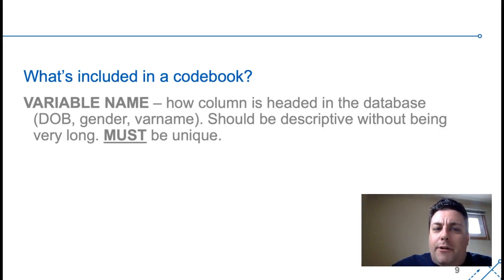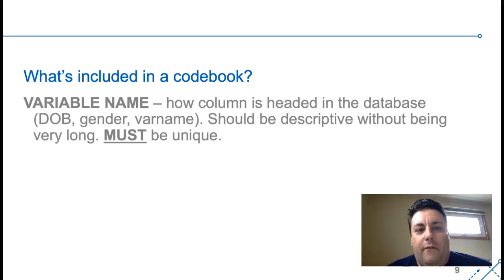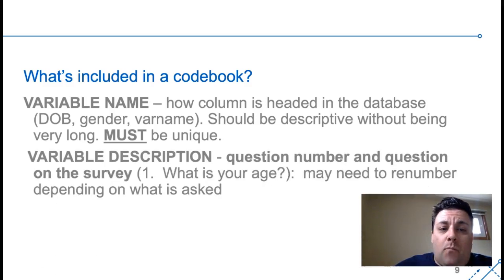So typically, what's included? The name of the variable is always included. Variable names must be unique, so you can't repeat a variable name in the same codebook. If you have completely different databases or completely different codebooks and you want to use the same variable name, that's fine. But if we're talking about the same database and the same codebook, the variable name has to be unique. And that typically goes at the top of a column.